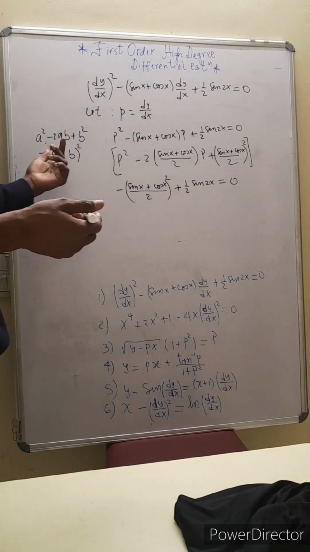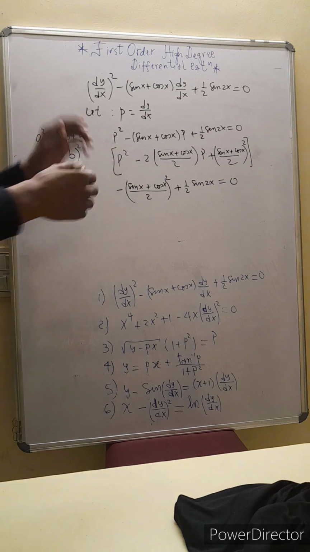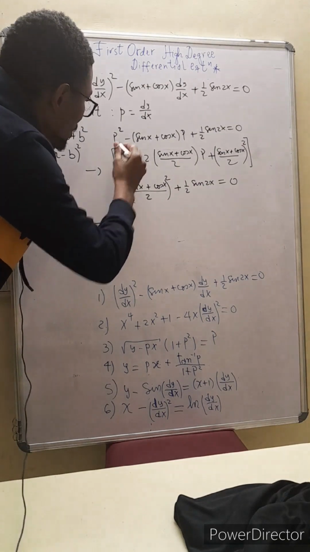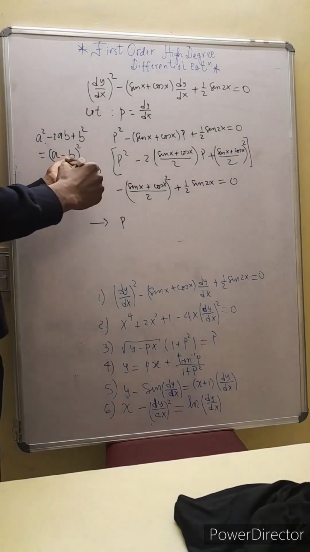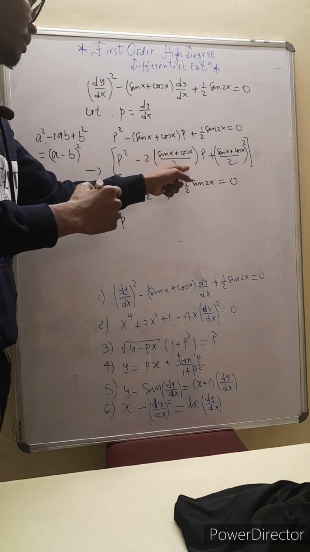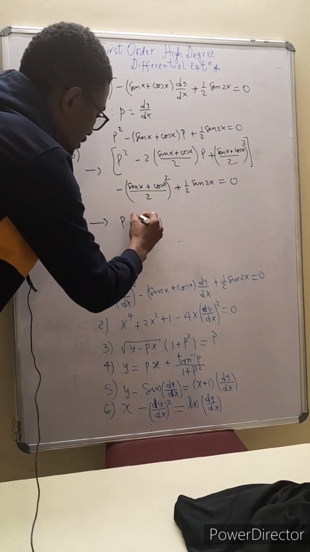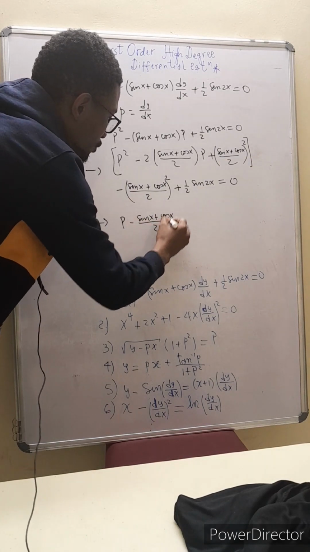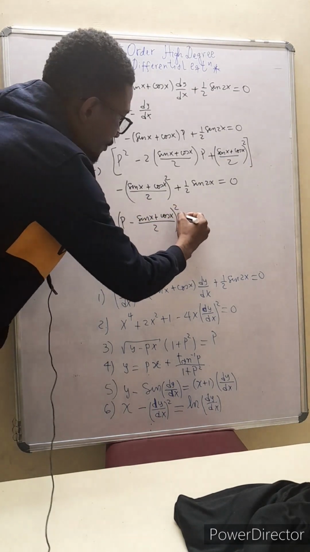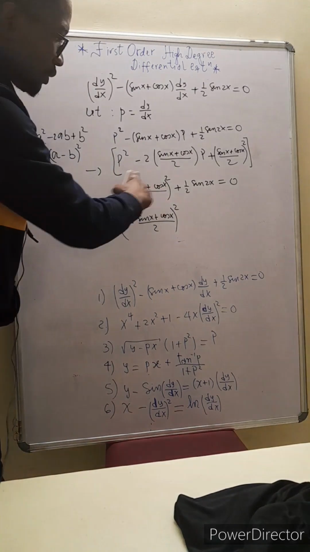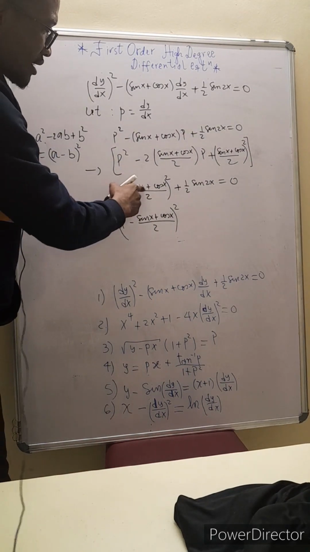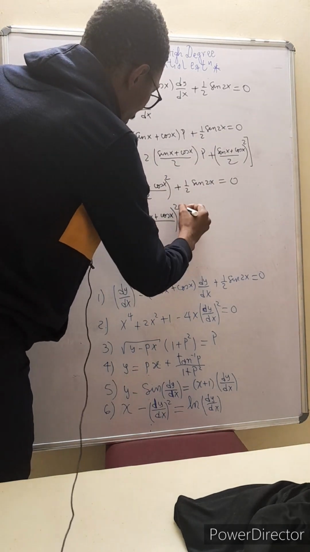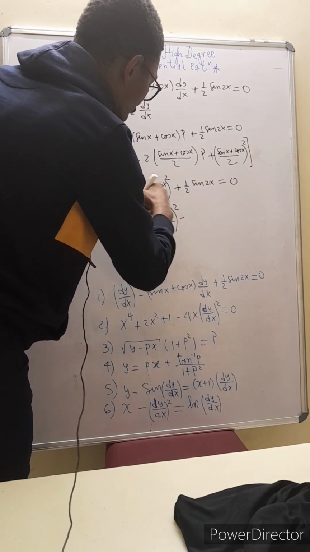This one is a perfect square, okay? This one can be written in this way: a minus b, like a minus b. This will be p minus sine x plus cos x upon 2 square. Then here, I will do the same. This is sine x plus cos x all square. And we know what it will be. Then it will be minus.